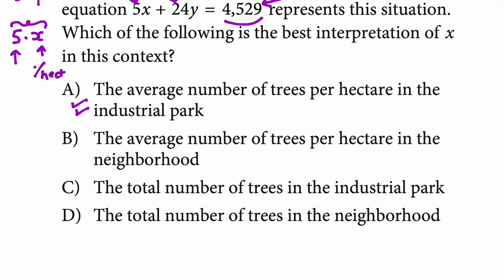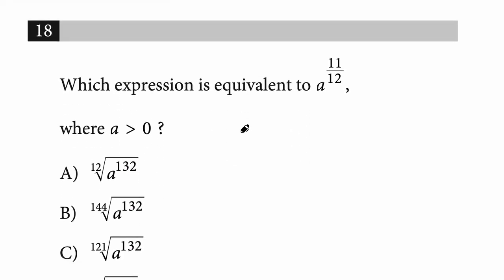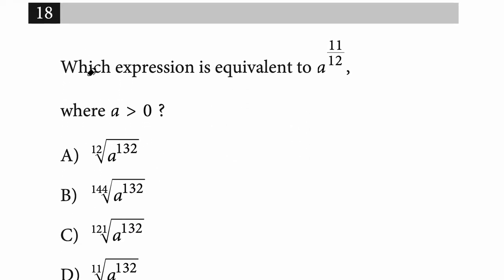So wherever we have neighborhood, just delete that part. Total number of trees in the industrial park is 5x, not X. So X is the average number of trees per hectare in the industrial park. I hope you have understood every single word in the question, right? Okay. This is a very good question.